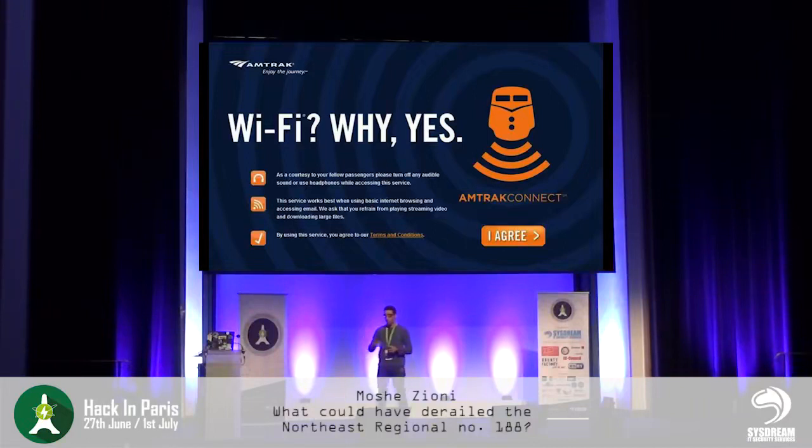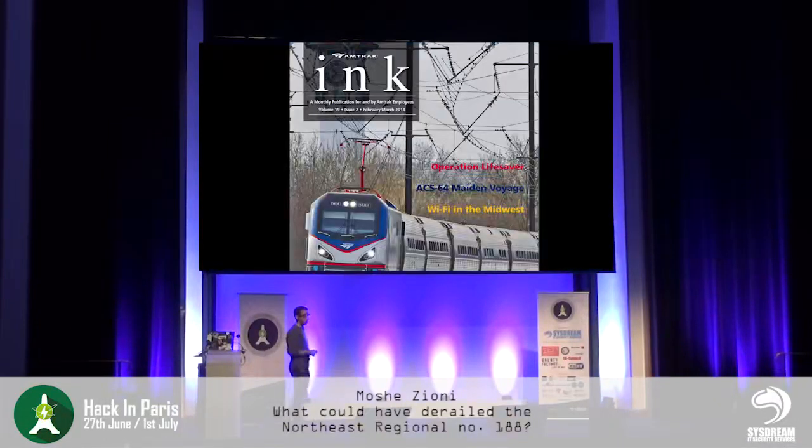We didn't say anything about the possibility of the Wi-Fi being connected to some vital systems, right? Good. For that, we have Amtrak's Inc. Inc. is an internal newspaper for Amtrak's employees that actually converses with some of the media and tech that they implemented in their systems. And this Inc. in particular was from March 2014. It exclaimed two things. One is the ACS64 beautiful picture, and the second is the Wi-Fi in the Midwest.